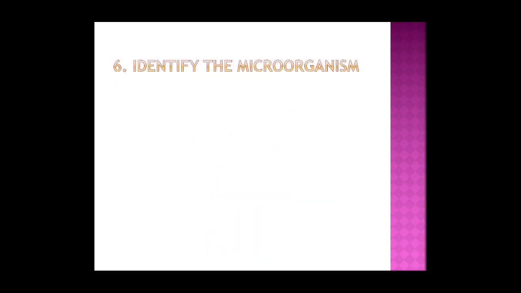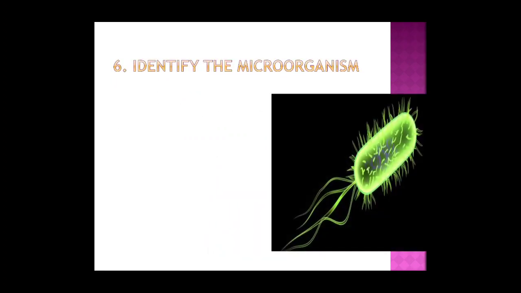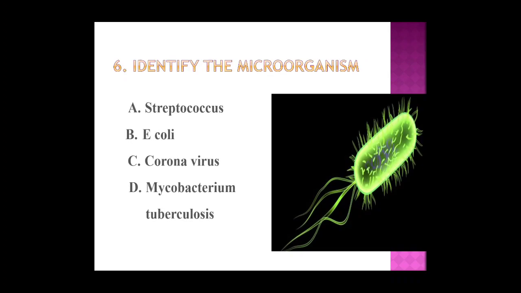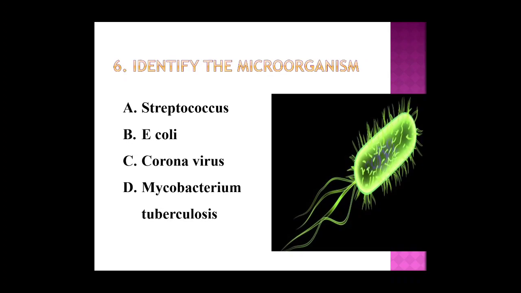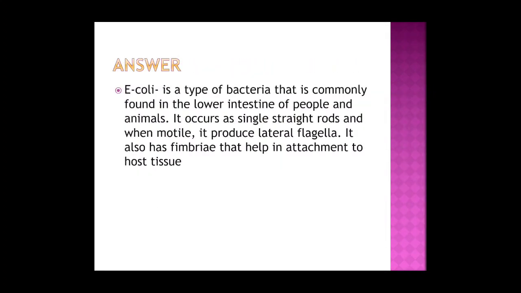Next question, identify the microorganism. Options: Streptococcus, E. coli, coronavirus, Mycobacterium tuberculosis. Answer: E. coli. E. coli is a type of bacteria that normally lives in the intestine of people and animals.